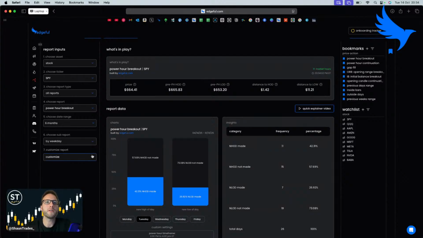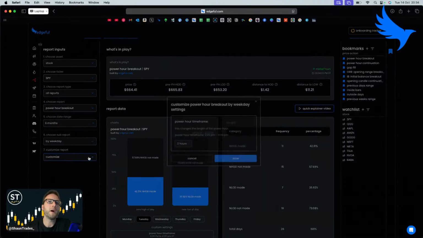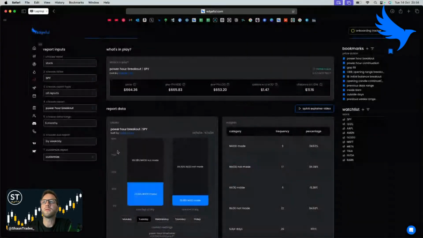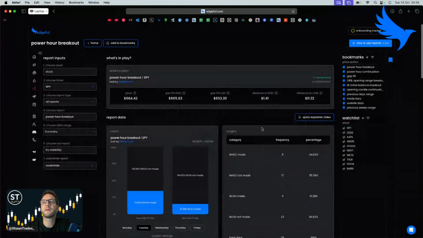So there's more chance of it making a high of day. But it's a power hour breakout report, so we're going to stick to 1 hour. So we're going to change that back to 1 hour, and we're just going to cycle through. So this is the SPY, as you can see. And your watch list, you can actually add things to your watch list. There's loads of stocks on here, of course, but we're just going to cycle through what we've got here.